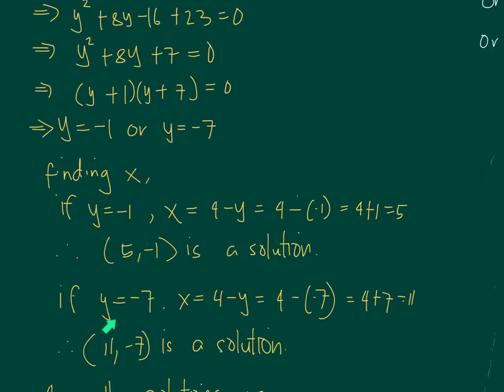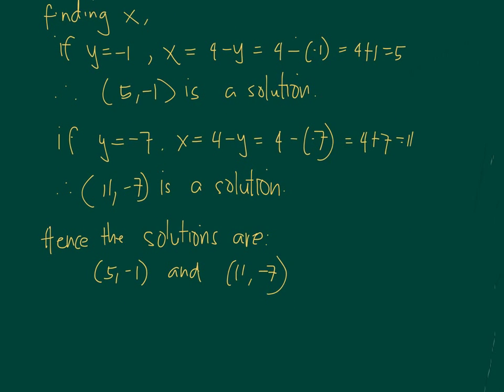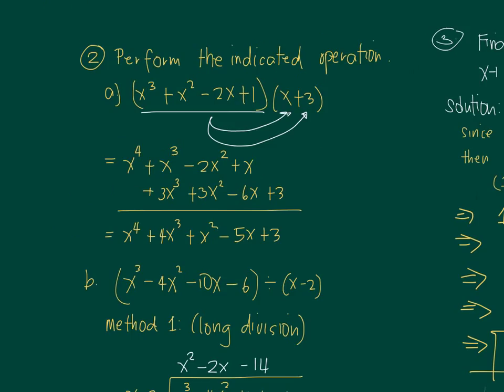Doing the same thing for y equals negative 7. If x is equal to 4 minus y, we have 4 minus negative 7, or 4 plus 7 equals 11. So that means when y is negative 7, x is equal to 11. So 11, negative 7 is a solution. Okay, so we can just conclude that the solutions for the simultaneous equations given in 1b are 5, negative 1, and 11, negative 7. So now we move on to number 2.